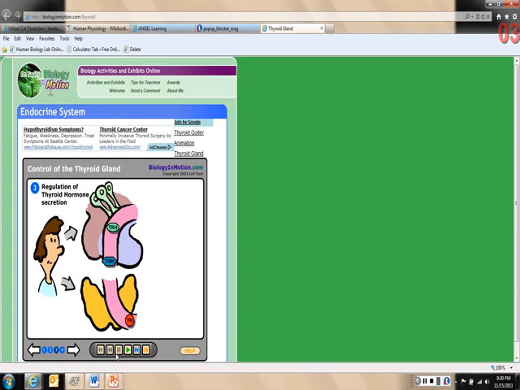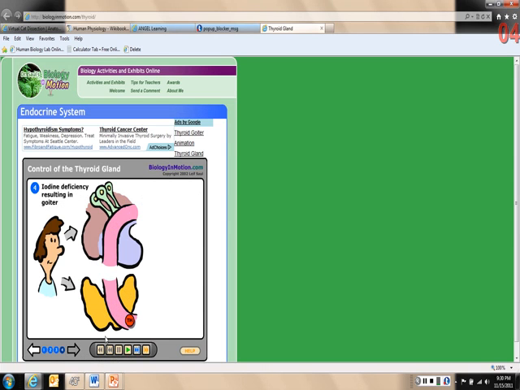Looking at the regulation, thyroid hormone inhibits TRH secretion. This reduces TSH secretion. This reduces thyroid hormone secretion.